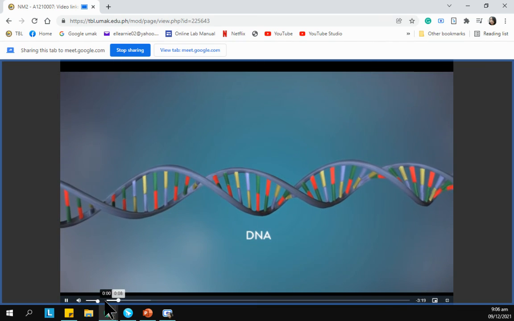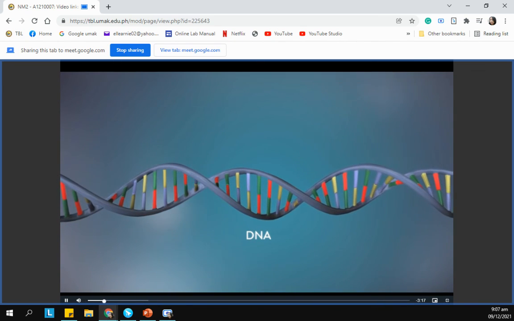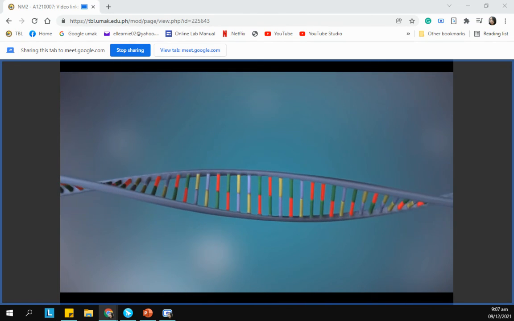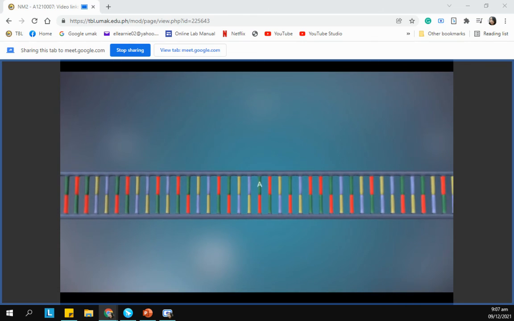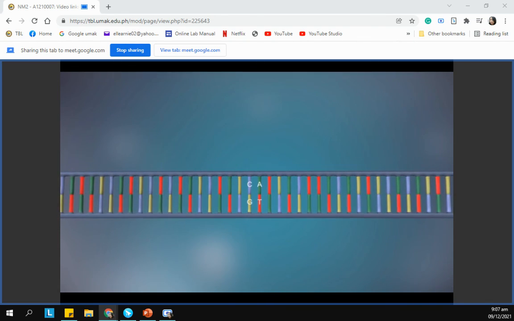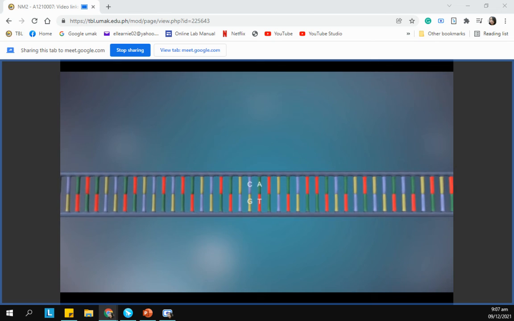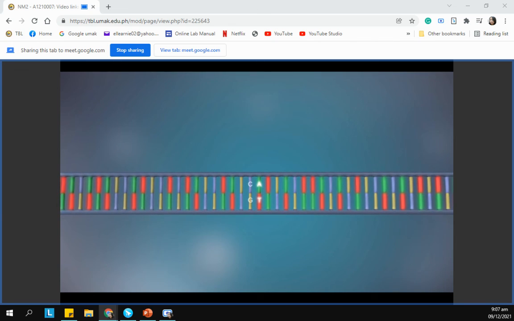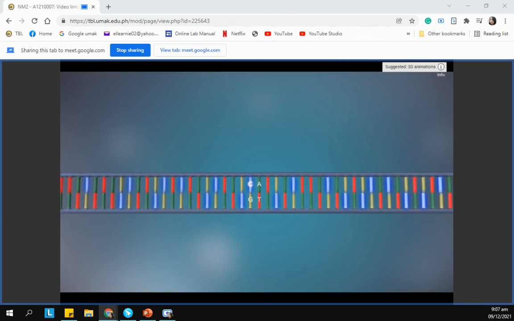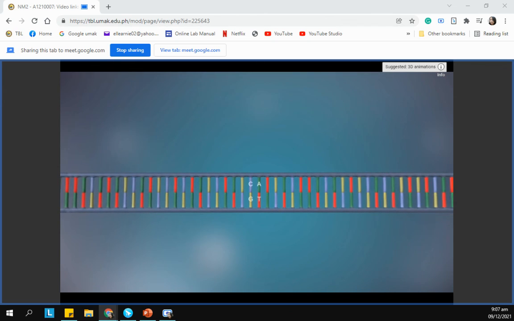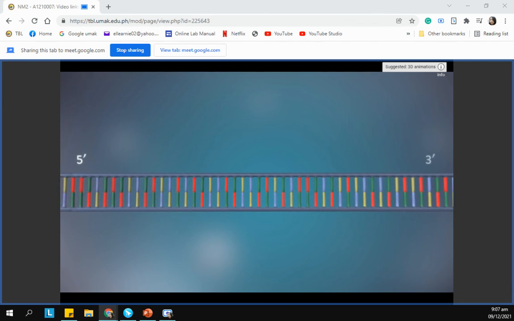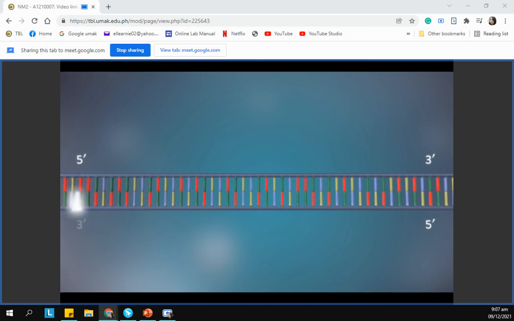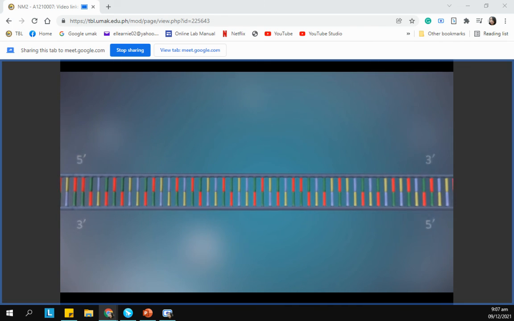DNA is a molecule made up of two strands, twisted around each other in a double helix shape. Each strand is made up of a sequence of four chemical bases, represented by the letters A, C, G, and T. The two strands are complementary. This means that wherever there's a T in one strand, there will be an A in the opposite strand, and wherever there's a C, there will be a G in the other strand. Each strand has a 5' end and a 3' end. The two strands run in opposite directions.